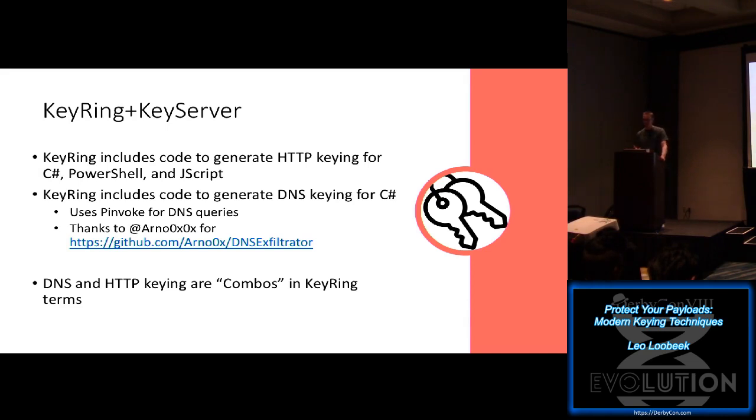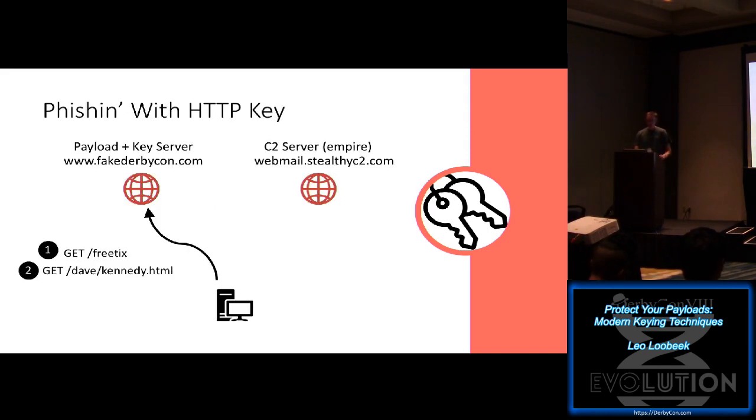So I threw together code in Keyring as well. So basically, Keyring will generate the HTTP keying for C#, PowerShell and JavaScript. We do DNS keying for C#. That's the only one of the three I could do without spawning NSLookup, and I just didn't want to spawn another process. So we can actually use pinvoke and some code to programmatically request a TXT record. Huge thanks to Arno and his DNS exfiltrator tool. And so DNS and HTTP keying are considered combos in Keyring vocabulary.